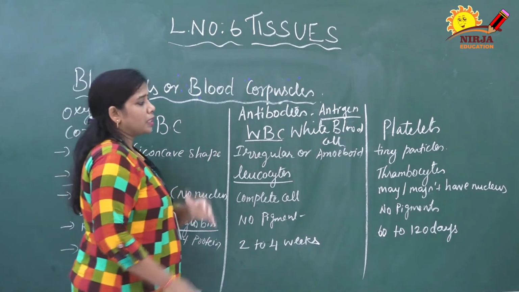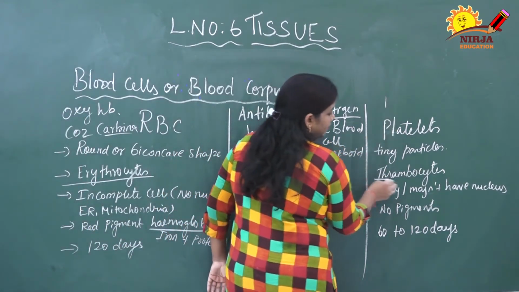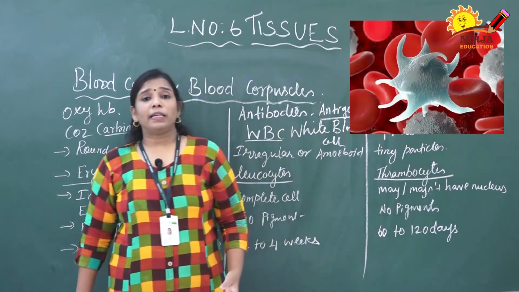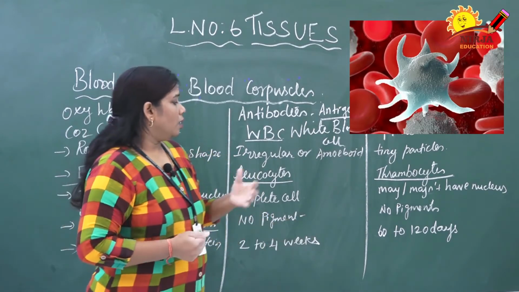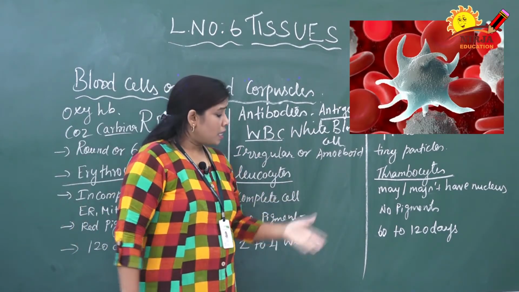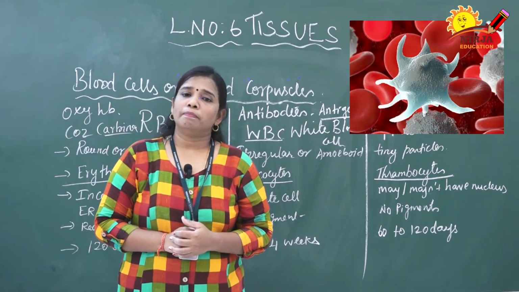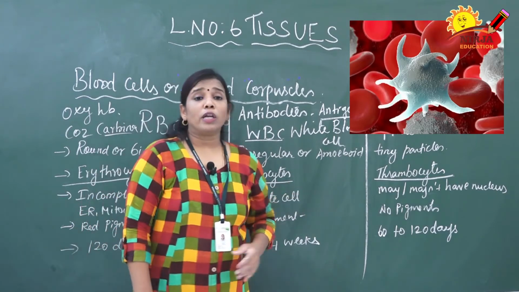Next we are going to discuss platelets. The platelet is also called a thrombocyte. It is a small tiny particle. In some platelets a nucleus may be present, in some it may not be present. Here no pigment is present. One platelet can live around 60 to 120 days. So the lifespan of a platelet is 60 to 120 days.